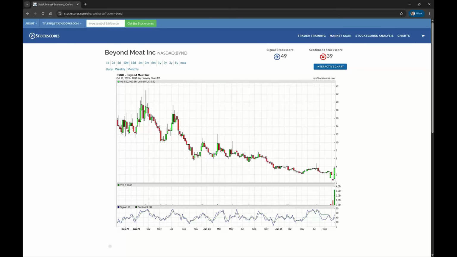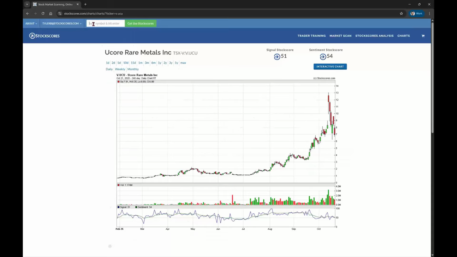V.UCU. And you can pull up charts on Stockscores for free. Just punch in the symbol. So for Canadian stock on the venture, the symbol is, you always put a V in front. You'll see here, I've got a little V right there.